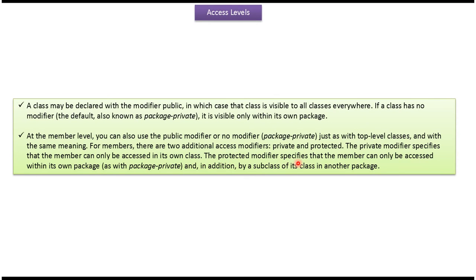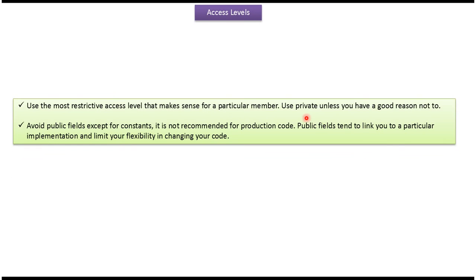Protected modifier specifies that the member can only be accessed within its own package, and in addition to that, it can be accessed by a subclass of its class in another package. Use a private access modifier unless you have a good reason not to use a private access modifier. Avoid public fields except for constants.